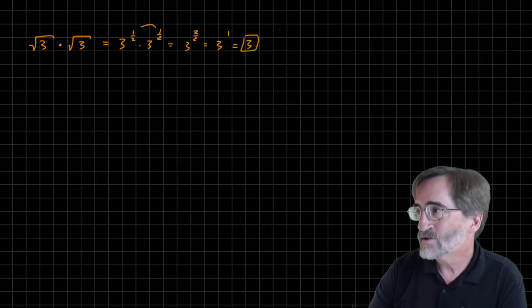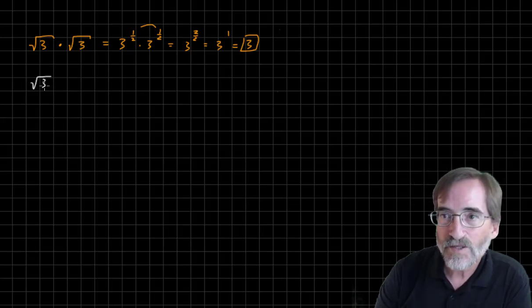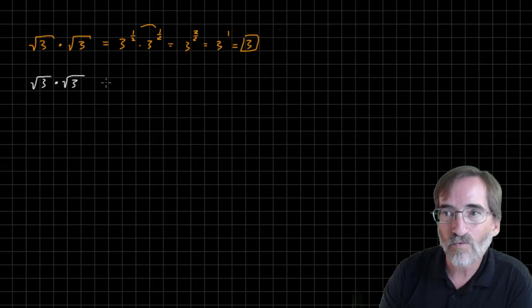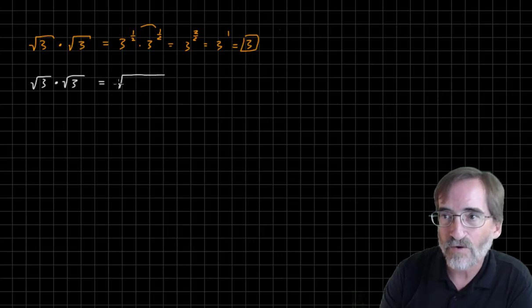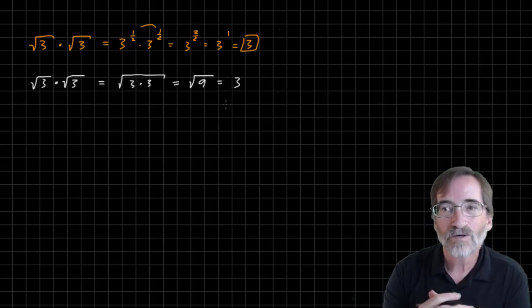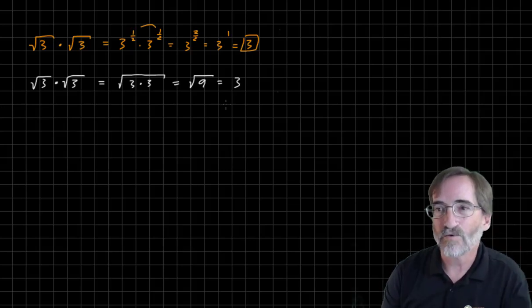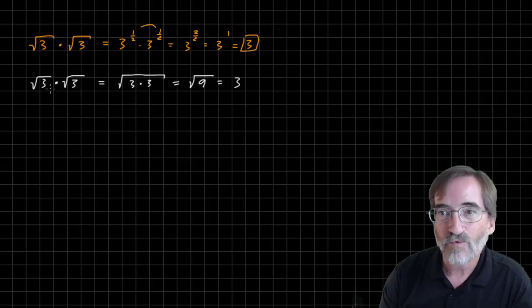Okay. Like I told you at the beginning, I'm going to do it an alternative way too. Square root 3 times square root 3, they both have the same radical. And so the radical actually can be expanded over to combine the 3 times 3. Square root of 3 times 3 is square root of 9, and the square root of 9 is 3. Okay. So when you have like radicals in multiplication, you can expand the radical over the product. The product of two radicals is the radical of the product. That's one way to say it.